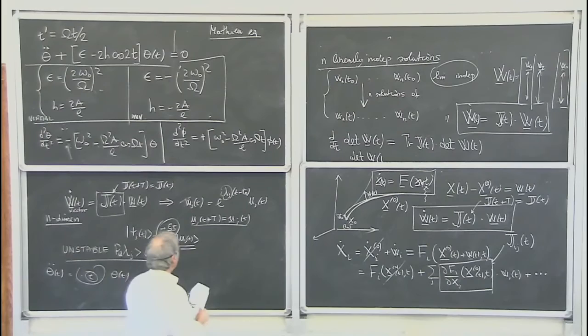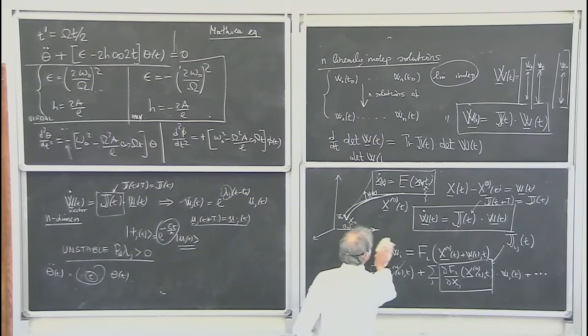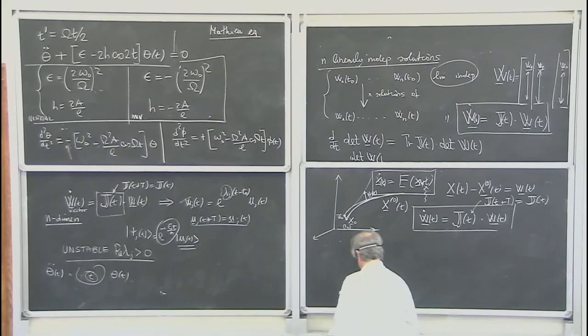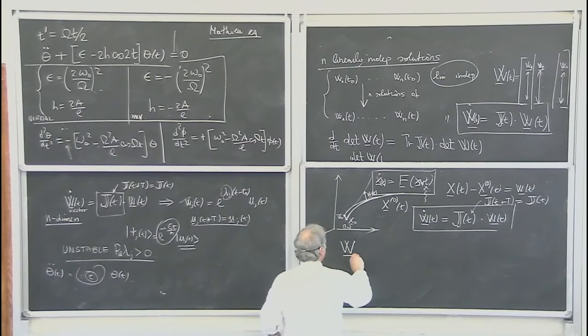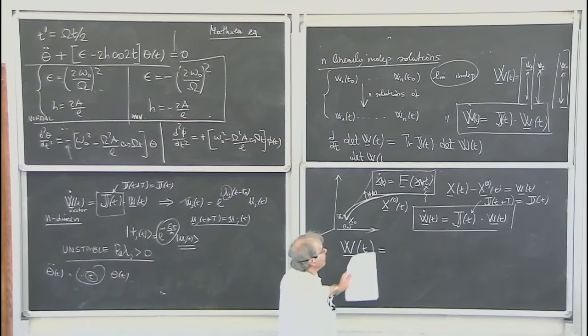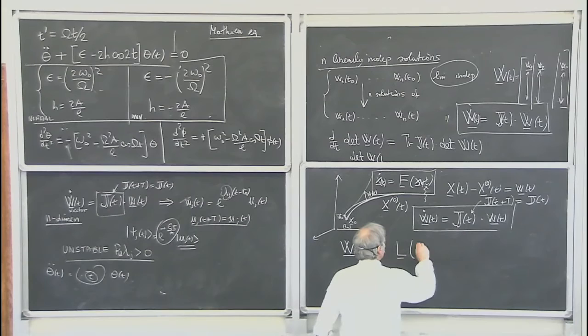Now, why is this useful? It is useful because I can now define a propagator, pretty much like when you do quantum mechanics. Okay, so I can define the matrix W at time t. Since it is related by a linear equation, it will be related by a propagator to the matrix at time t0.